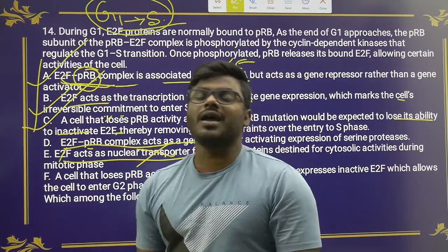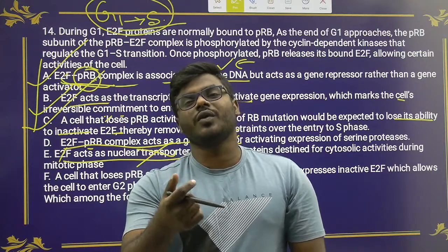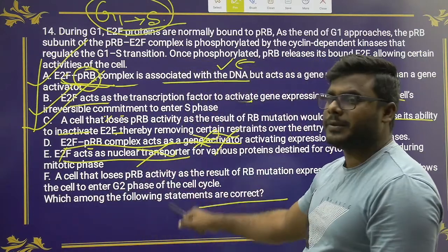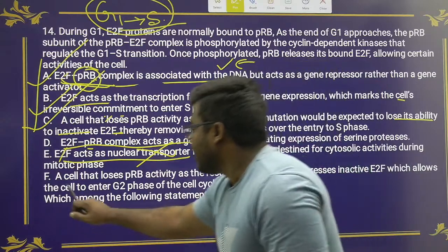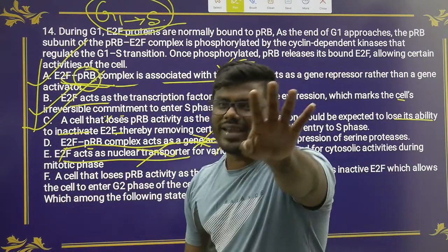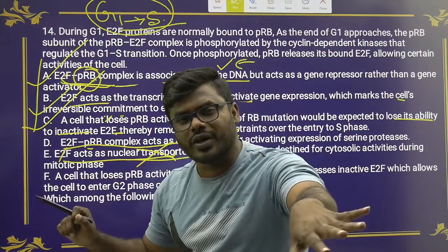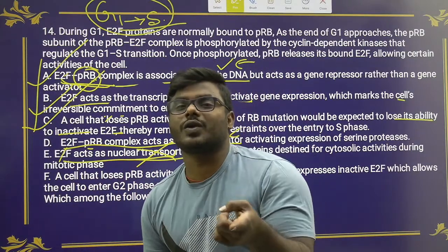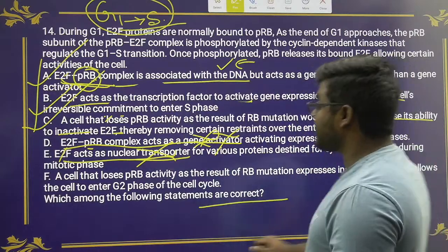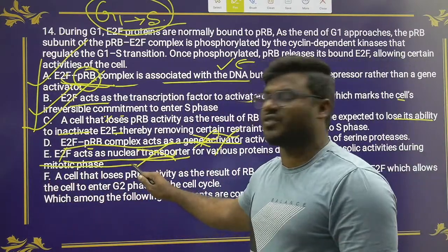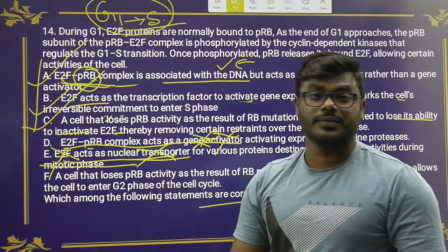E2F acts as a transcription factor which is involved in the stimulation of genes. Now, they said that, okay, I agree with this, even though, for example, E2F could act as a nuclear transporter also, it is required for G1 to S phase. But they said that it is required for the mitotic phase. No, option E is also wrong.